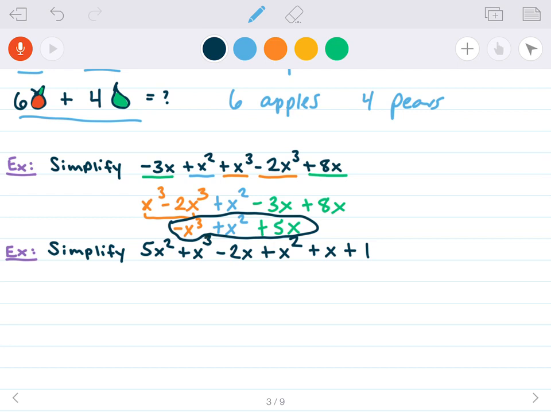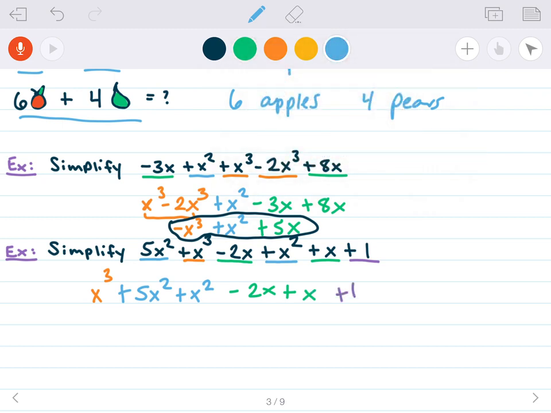So let's go ahead and just underline my squareds first. Okay, and then we have a third power right here. And then we have some x's. And we have a constant number. Okay, so let's write these like terms next to each other. We have 5x squared, positive x squared. Maybe I should write the x to the third in front. That'd probably be better. And then what's next? I have minus 2x, positive x, and then at the back we have positive 1.